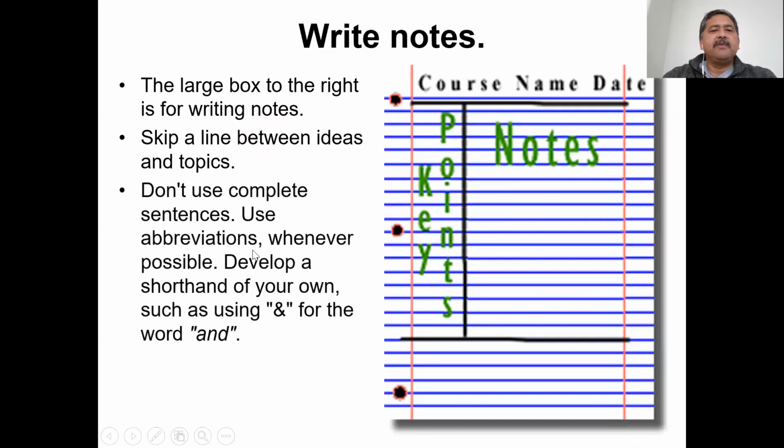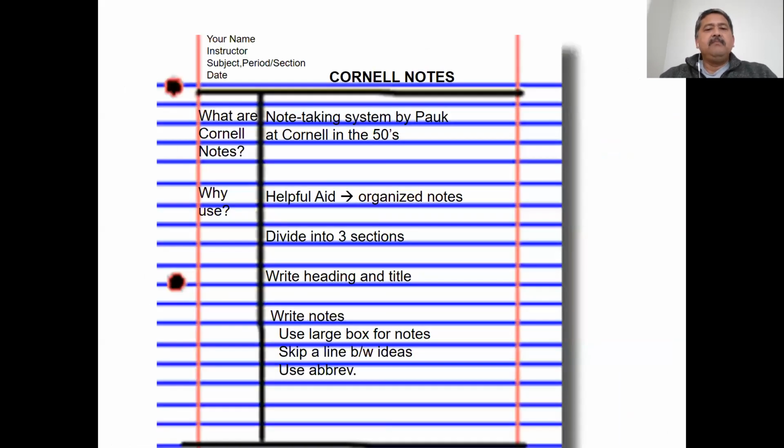Also, don't use complete sentences. Use abbreviations whenever possible. Develop a shorthand of your own, such as using ampersand for the word and, but you could say B/W for between. You could use arrows going up for increase or down for decrease. As you take your notes, you'll become more and more familiar with abbreviations that you could use for your notes. And really, they just need to make sense to you. So I write notes, use a large box for notes, skip the line between ideas, and use, oh, I love this, abbrev. It's an abbreviation for the word abbreviation.